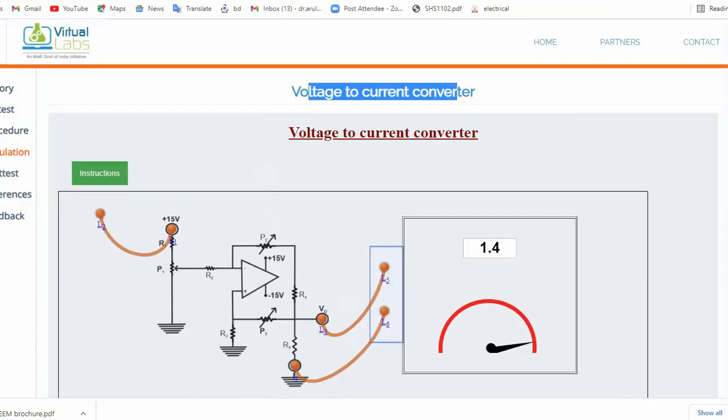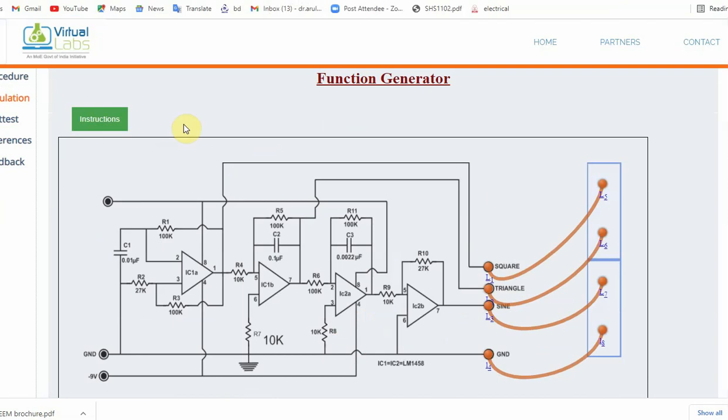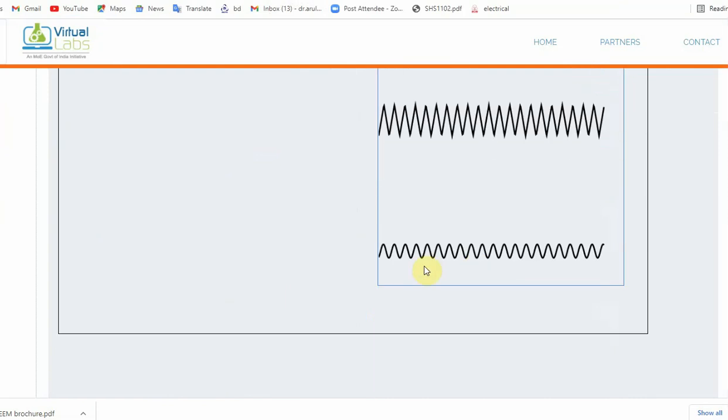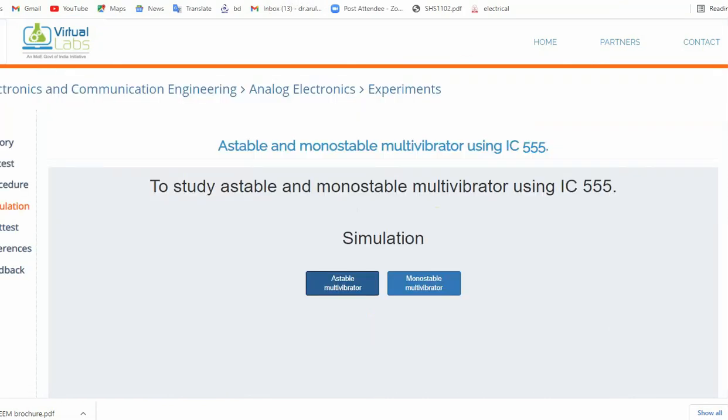So examples include the Wien bridge, the voltage to current converter, and the IC 741, which helps you develop function generators. So you will be able to generate waveforms.